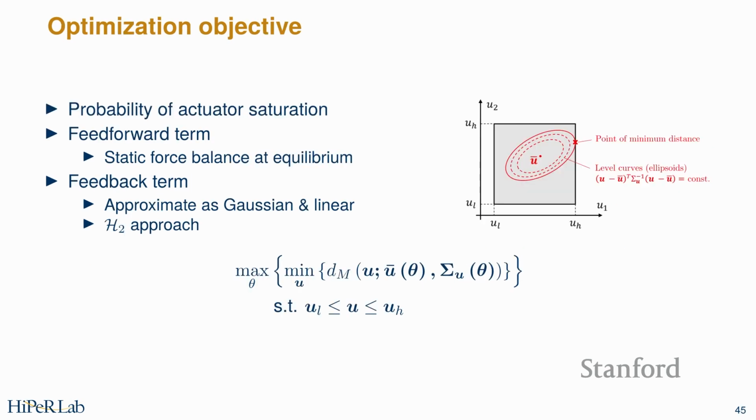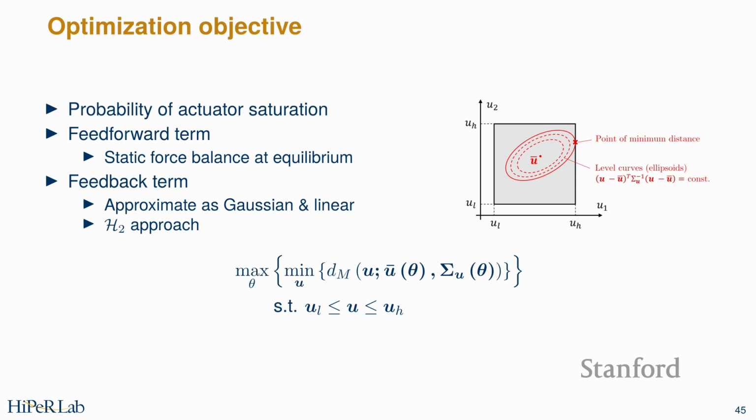Our control objective we frame as follows. We say that a robust system will be one that has least probability of actuator saturation. You can imagine as there are disturbances, your thrust forces will vary, and I want to keep those thrust forces as far away as possible, or reduce the likelihood of them hitting either the minimum or the maximum bound. The thrust force I have in closed loop, of course, consists of two things. There's the static feed-forward term, just the hover thrust that I require to keep this thing flying.